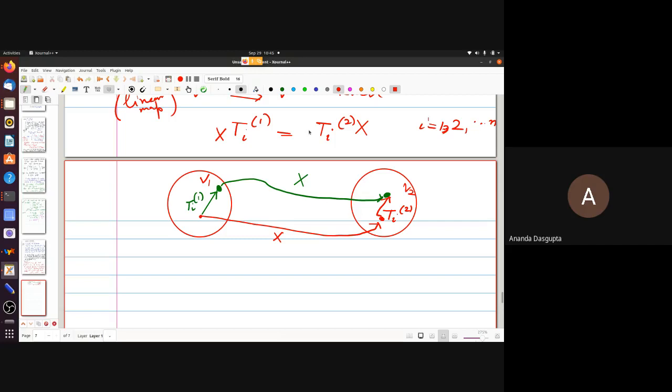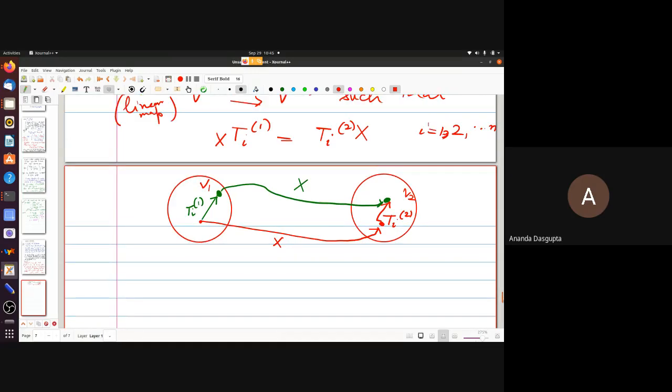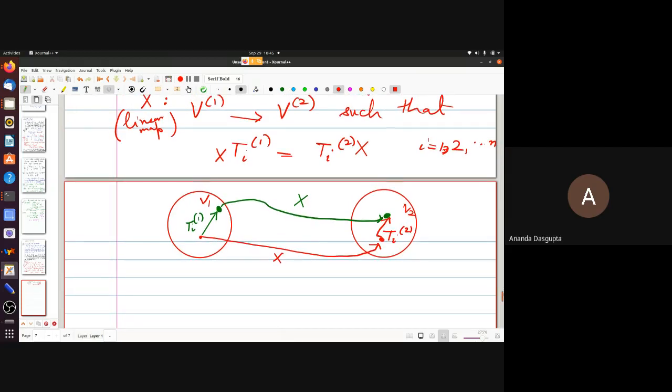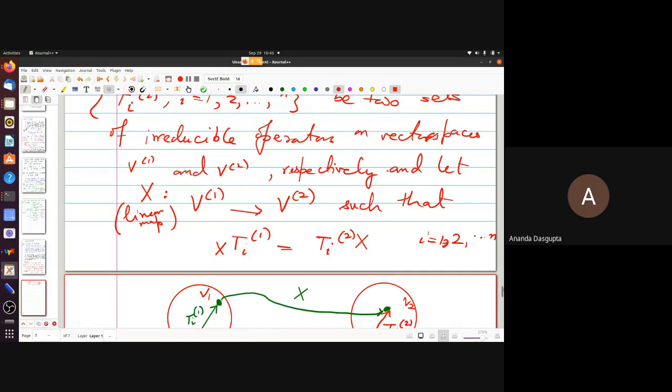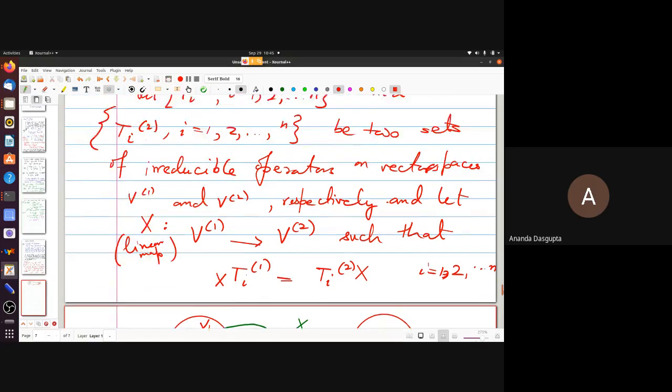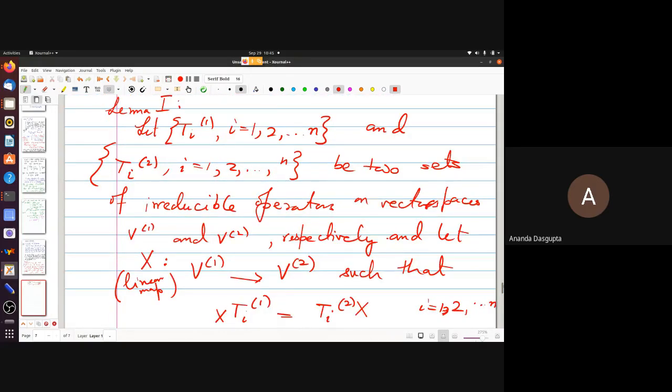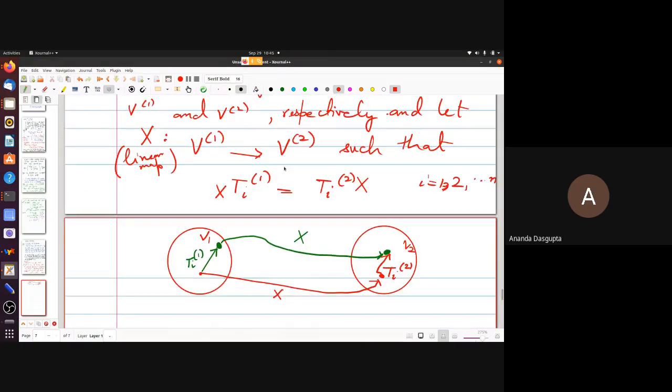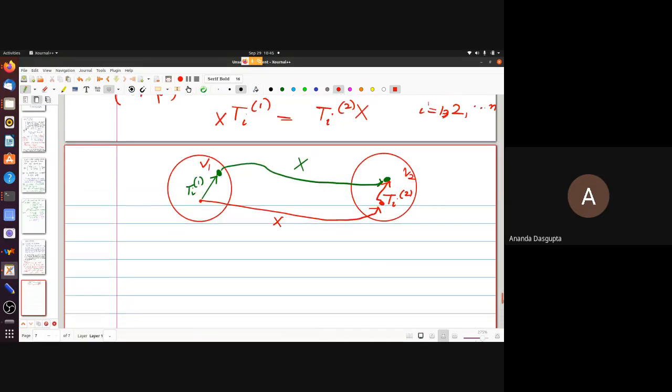We will not use that language very much, but that's the kind of language which people use in braid groups and stuff like that. But if this happens, remember we have not got to the lemma yet. All we have done is set up the lemma. Just to remind you where we were, we have two irreps, or two sets of irreducible operators, on two vector spaces V1 and V2, and you have a map between the vector spaces which intertwines between the two sets of operators, the two irreducible sets of operators.